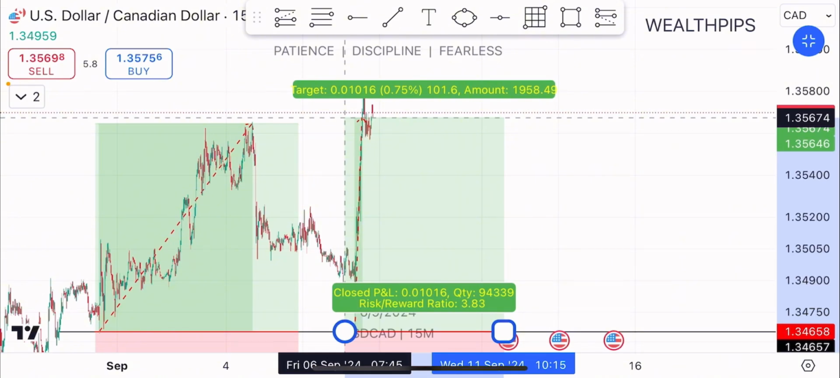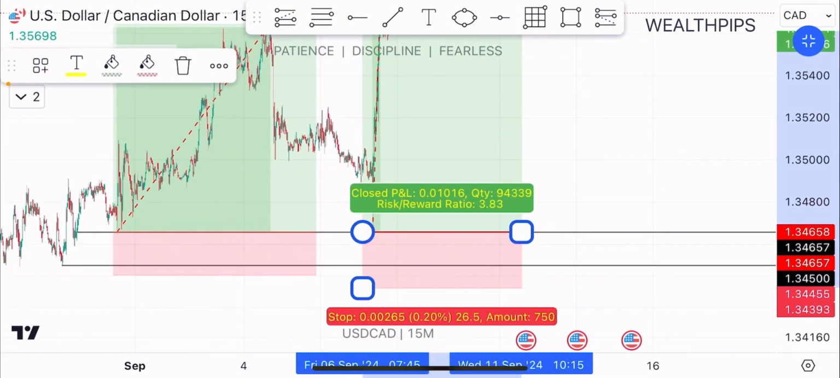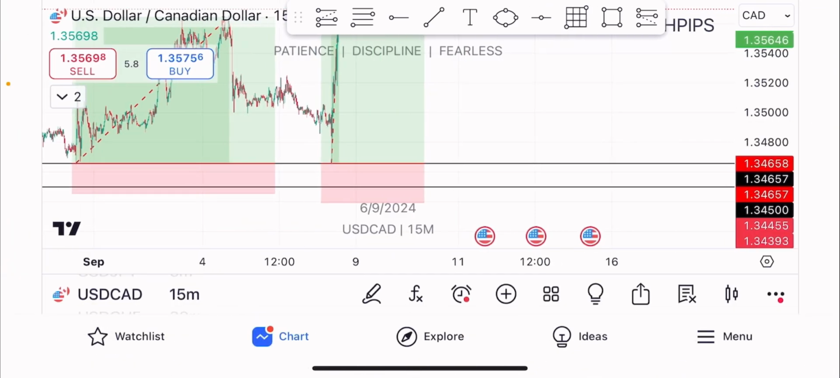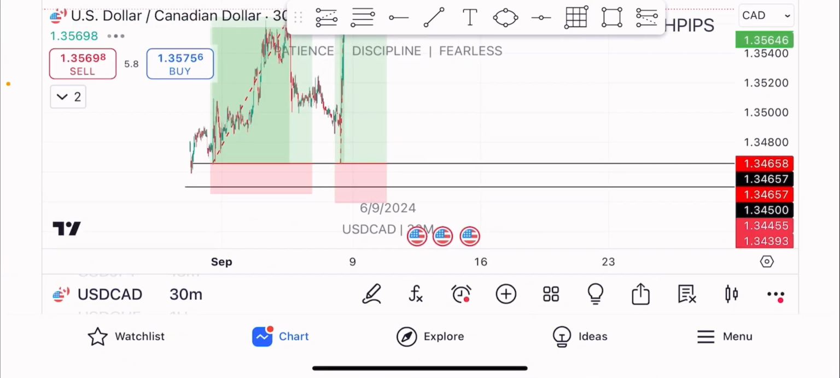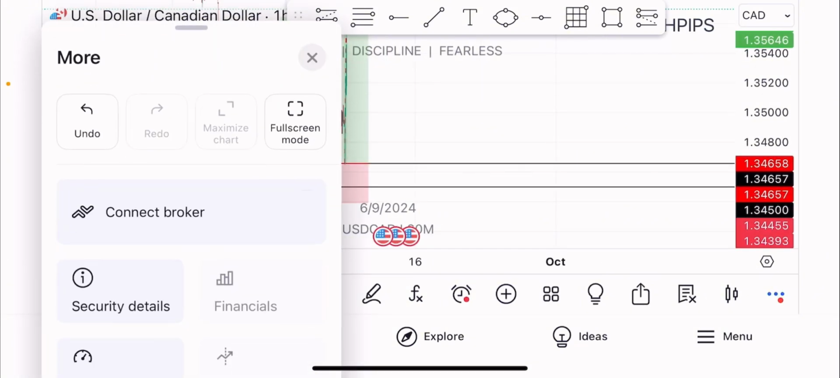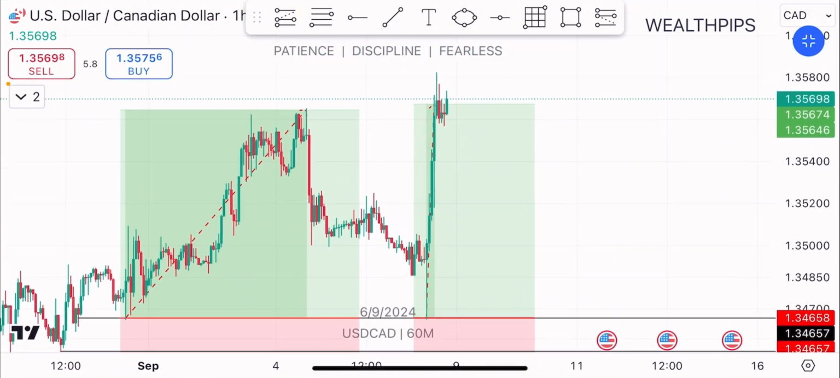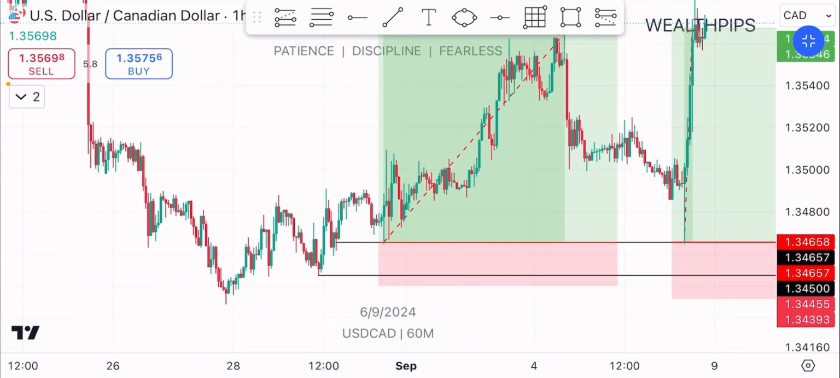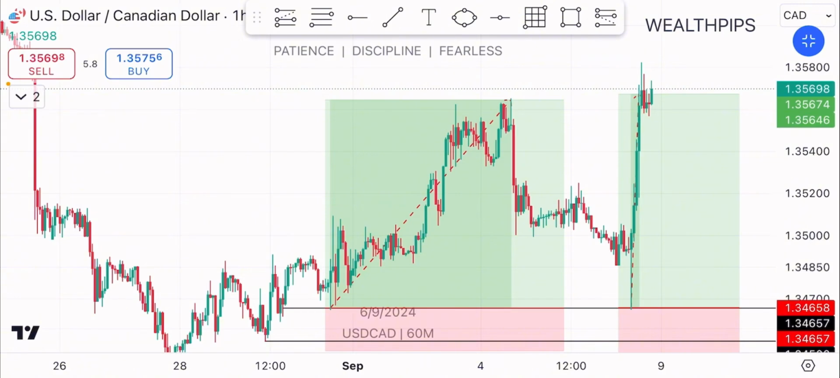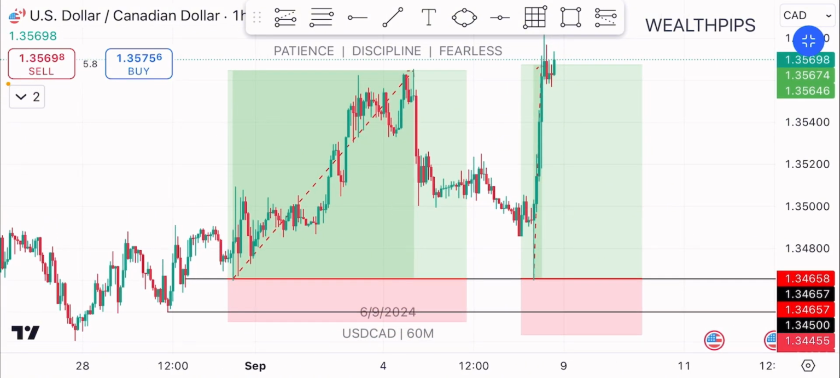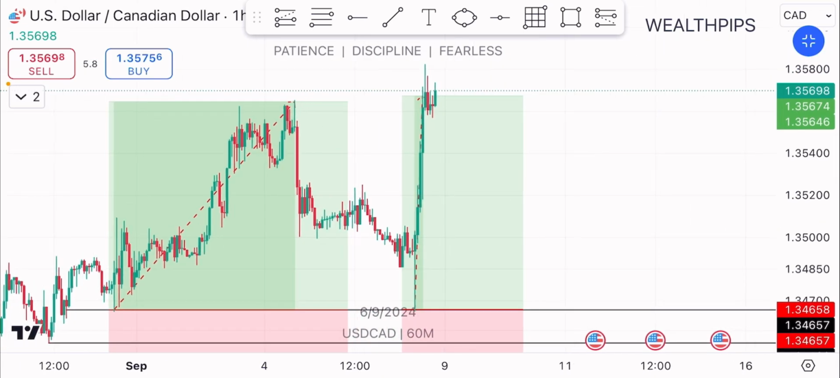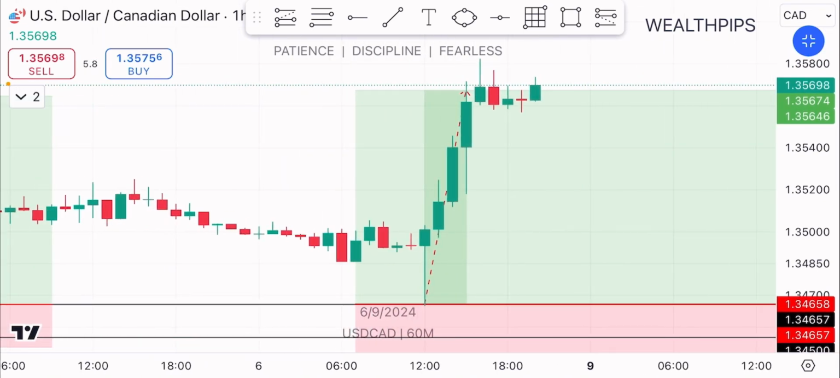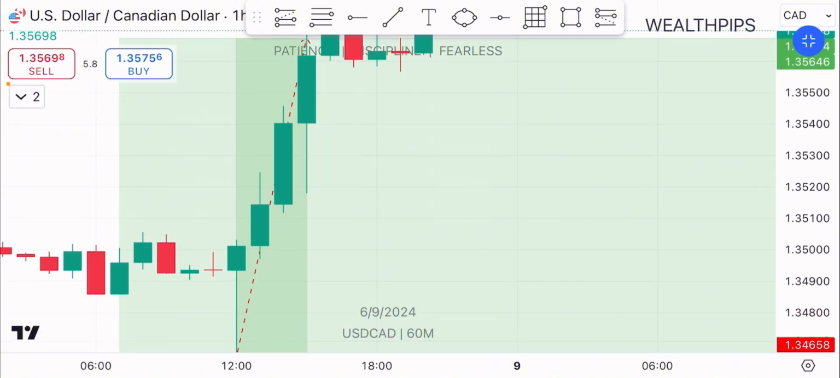Okay, that's it. You can see how simple my strategy is. All you have to do is to look for the sweep. This was a sweep of liquidity, a break of structure, 50% retracement, another break of structure. Now what you have to do is to wait for it to come back into the previous zone, and then you can see there is no rough movement.